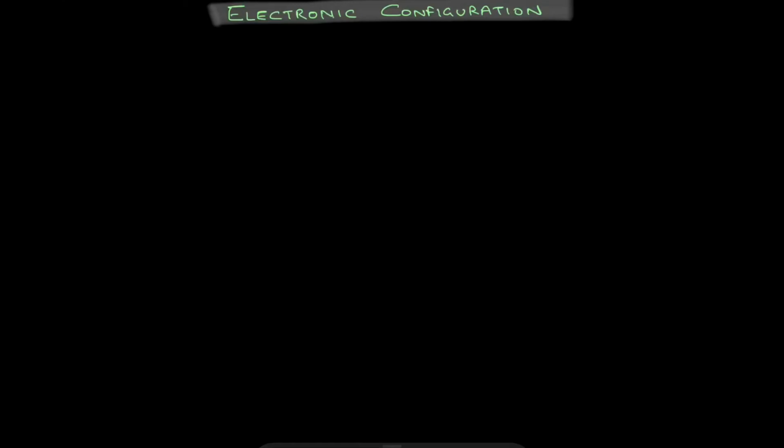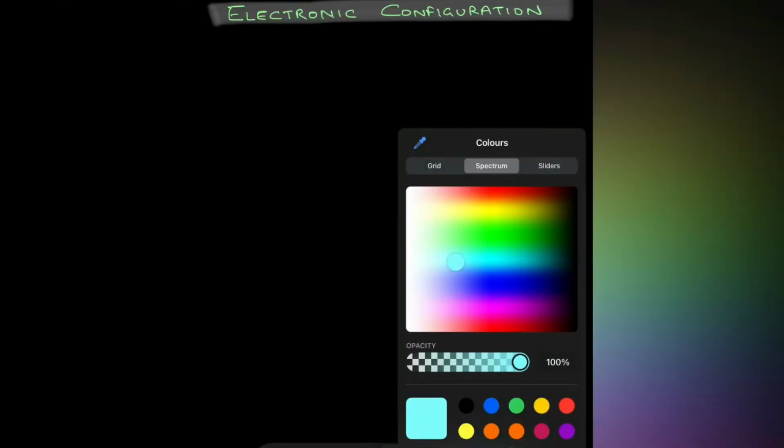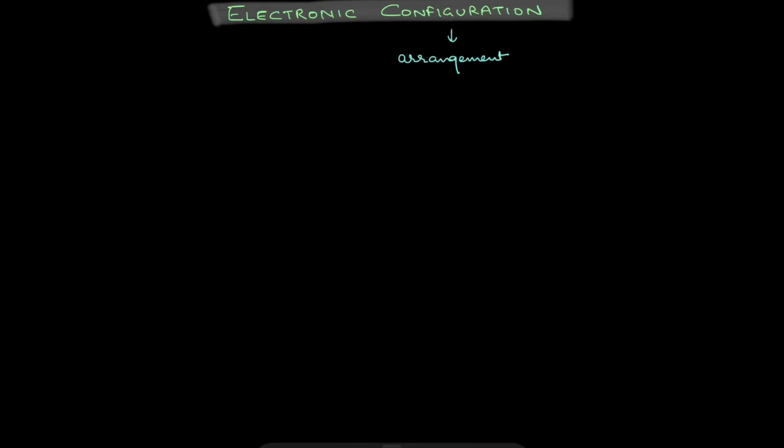Hello students, in this video we will be learning about how to write the electronic configuration. Now the word configuration means arrangement, whereas the word electronic goes for the electrons. So basically electronic configuration is the arrangement of electrons.